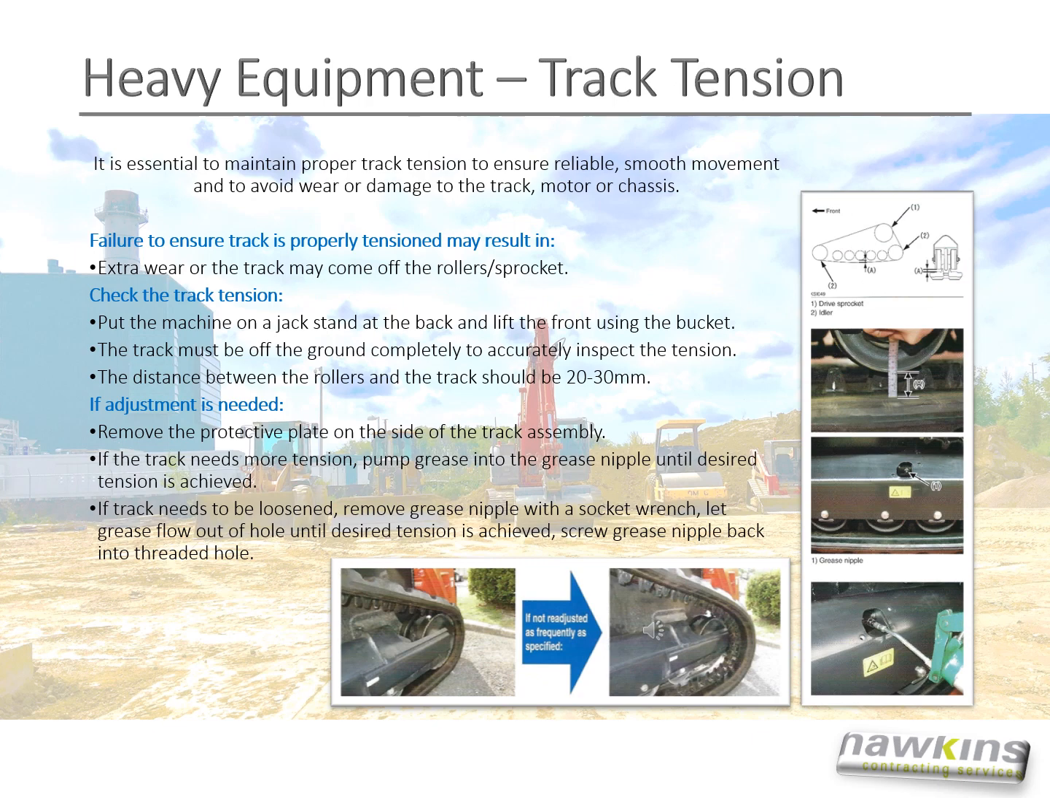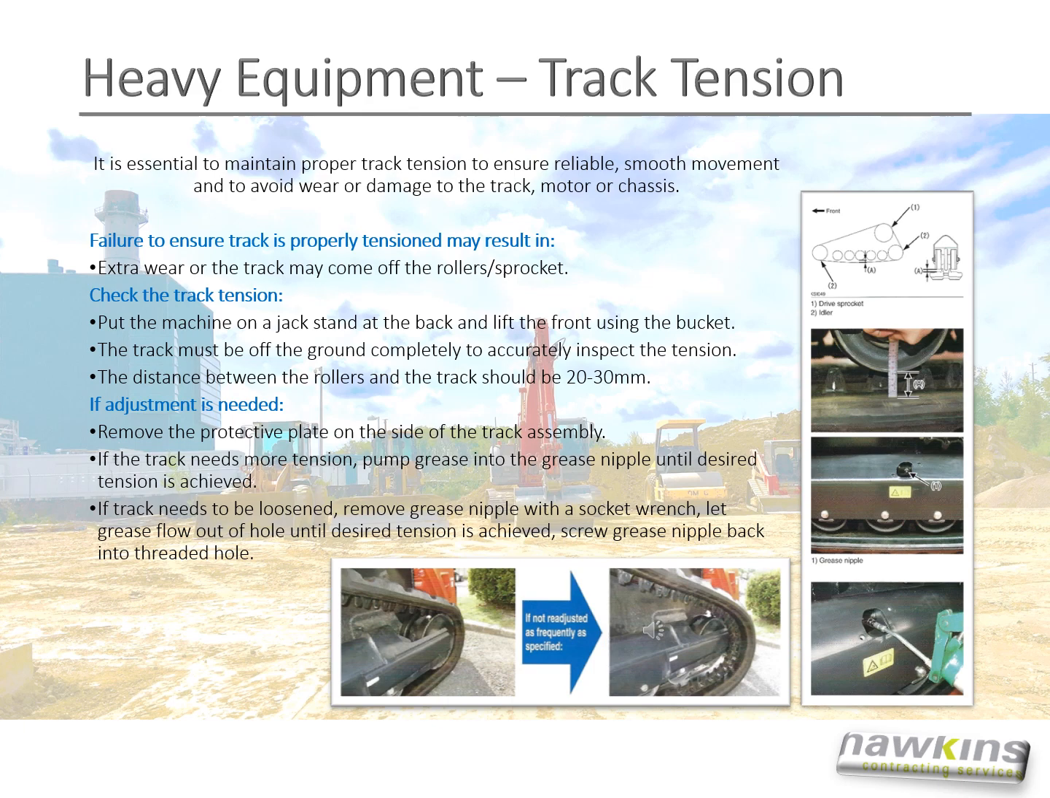To check the track tension, put the machine on a jack stand at the back and lift the front using the bucket. The tracks must be off the ground completely to accurately check the tension. The distance between the rollers and the track should be no more than 20 to 30 millimeters.